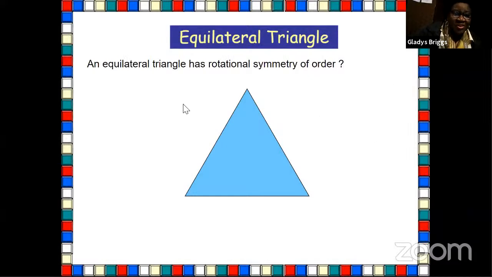What do you think this one would be? It's an equilateral triangle. What do you think the order of rotational symmetry for that one will be? Let me know in the comments. Let me know in the chat.